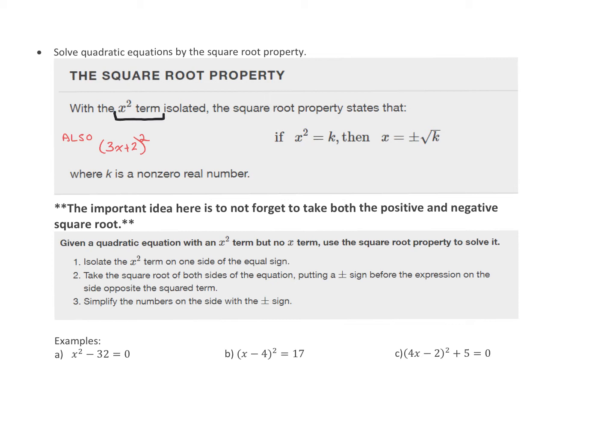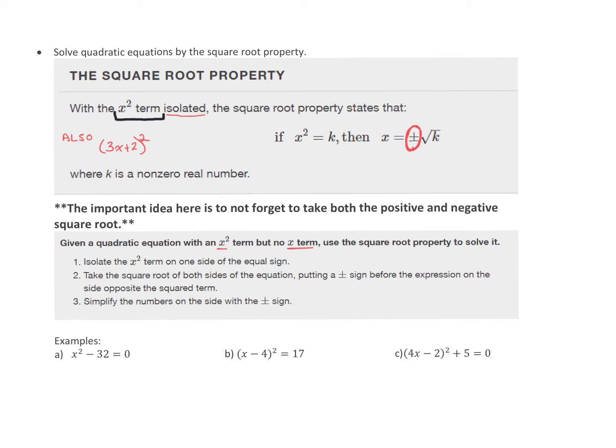We want to make sure that our squared piece is isolated, and then we'll take the square root of each side. The important part about taking the square root of each side of an equation is that when you put a square root into the equation, you have to take both the positive and the negative square root. So when we have a quadratic equation with something squared but no specific x term, then it's pretty straightforward and a good practice to use the square root property. So I've got 3 examples down here.